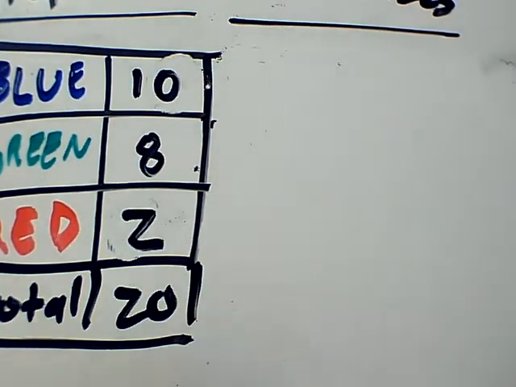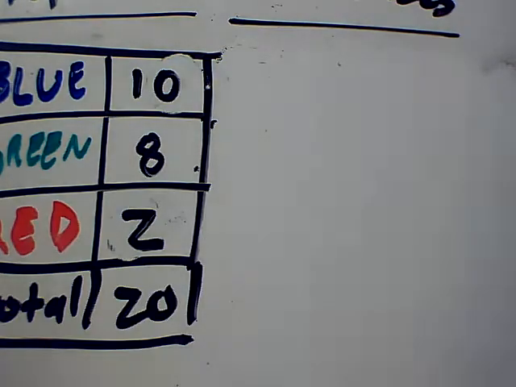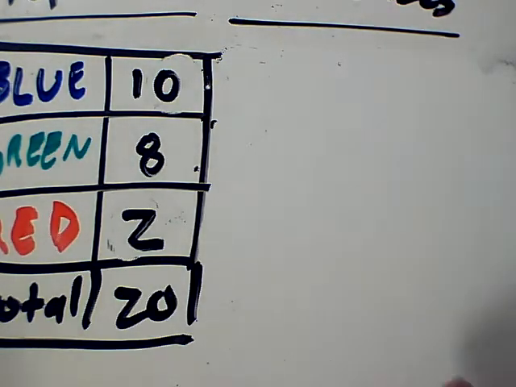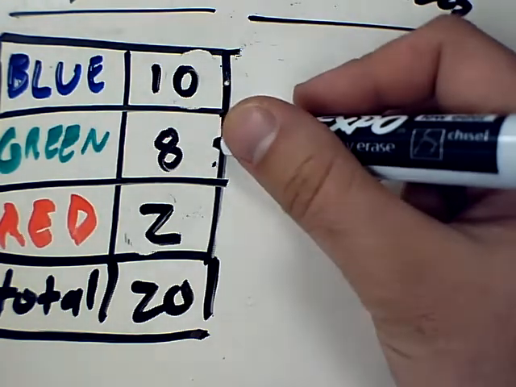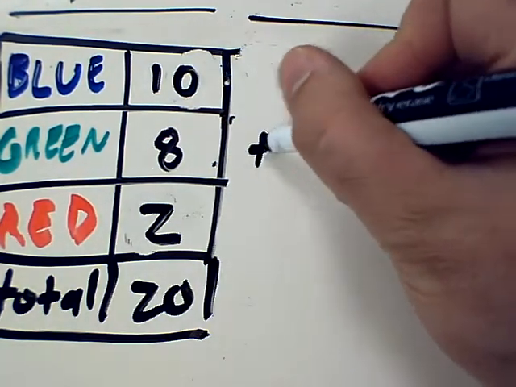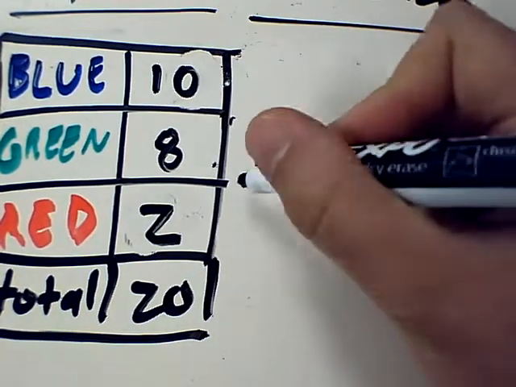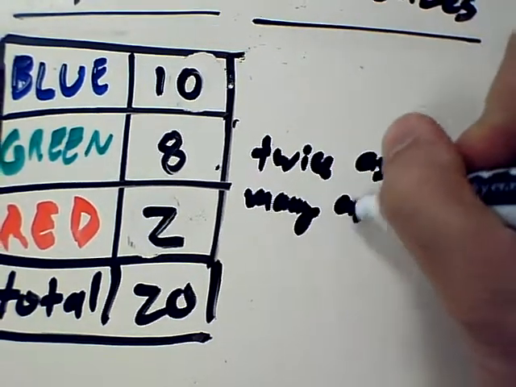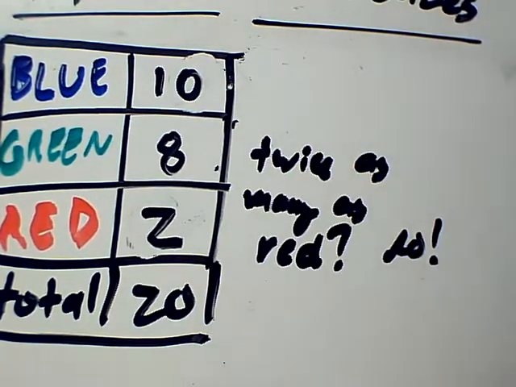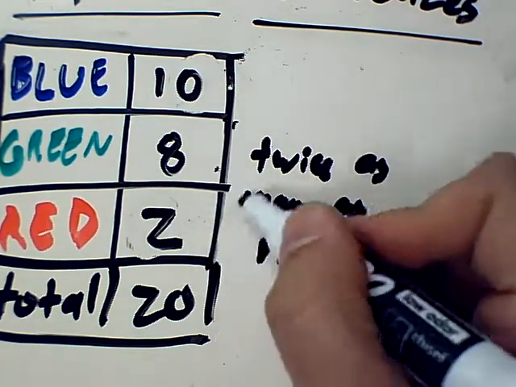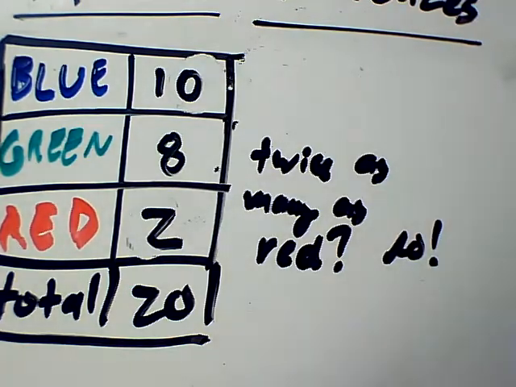Now, we can do, of course, a lot more than that. We can compare these. So if you want to say, okay, true or false, there were twice as many kids who preferred green as red. Were there twice as many? The answer is no. Of course not. There were 4 times as many, because 2 times 4 is 8. That wouldn't make any sense.